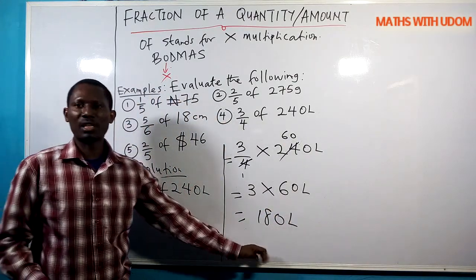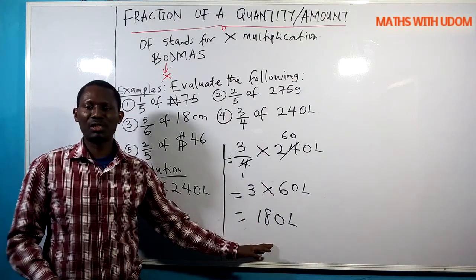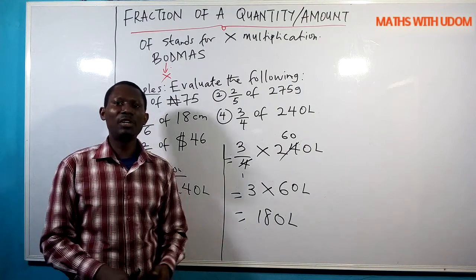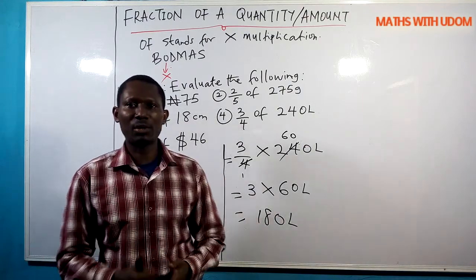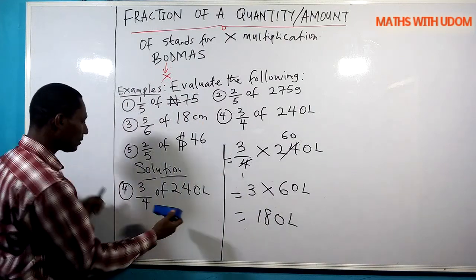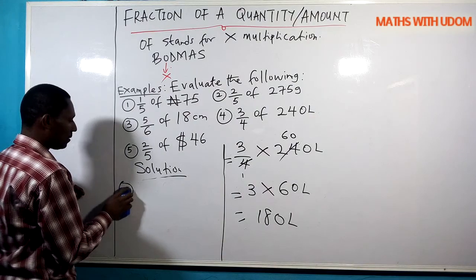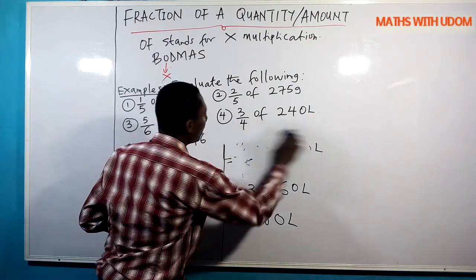Unit is very important. In mathematics, if the answer has a unit, you have to put the unit. If it doesn't have, you leave it the way it is. Okay? Let's move to the last example, which is example 5.